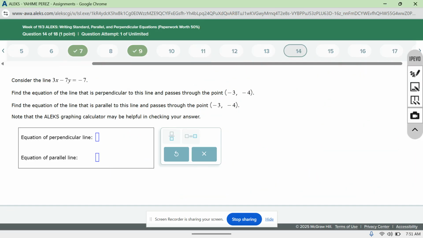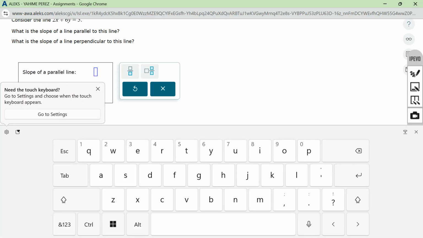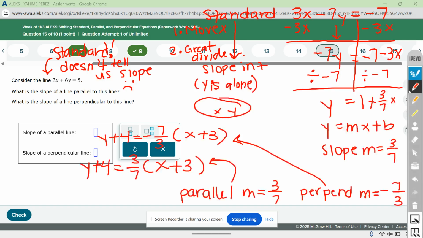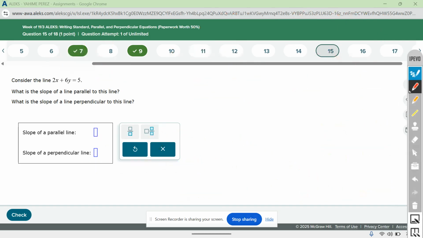Okay. Question 15, probably the same thing. What is the slope of the parallel? Okay, this is the same thing, but we don't have to write the equation, we just have to find the slope. So here, where x and y are together, this is standard form. And standard form tells us nothing. It does not tell us the slope.